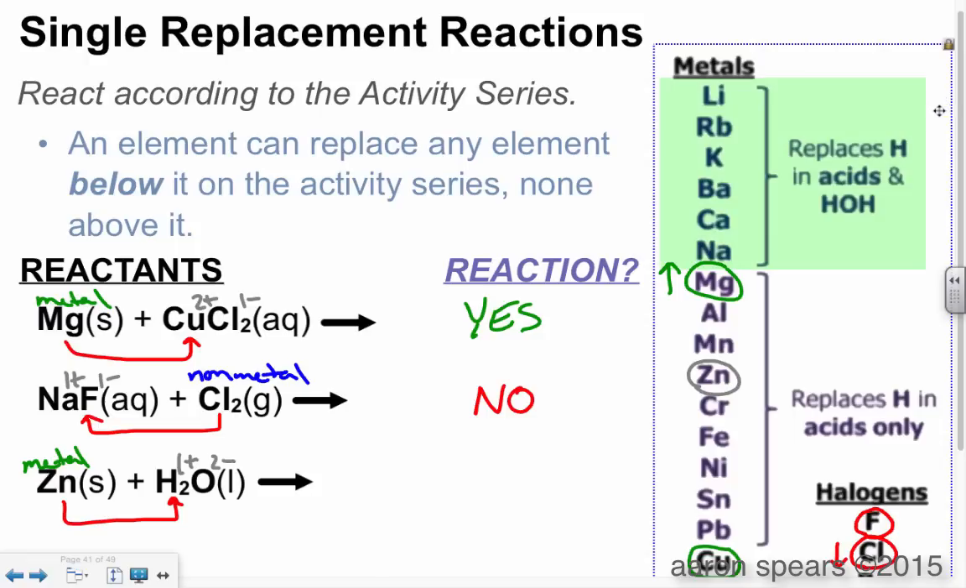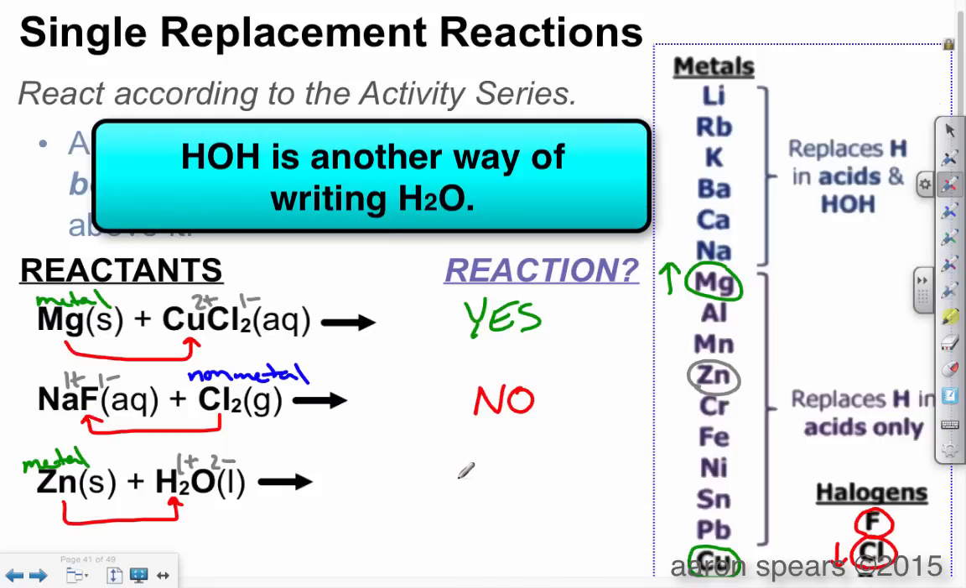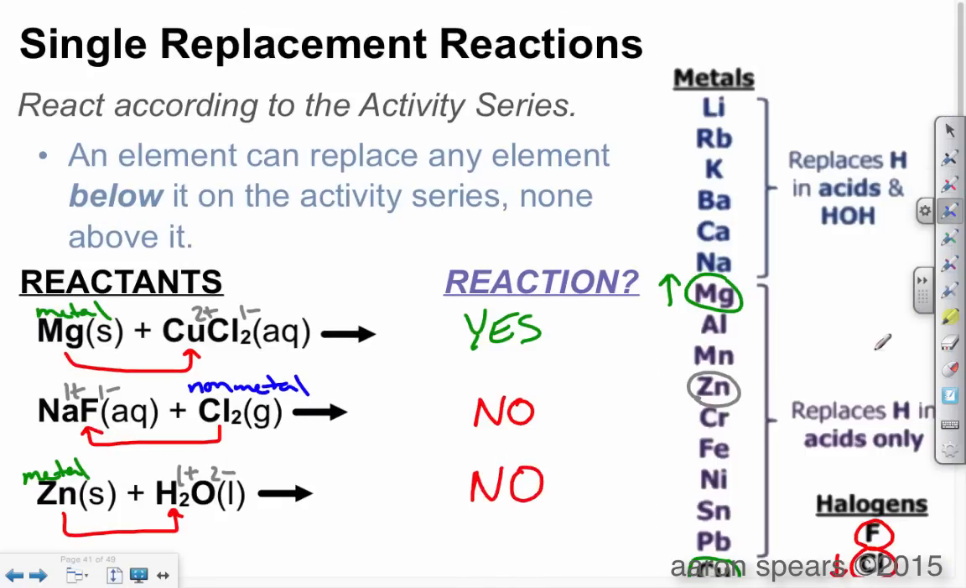Elements such as lithium, rubidium, potassium, barium, calcium, and sodium can replace hydrogen not only in acids but also in water as well. So because zinc can only replace hydrogen in acids and not water, this reaction will not work. Now, one final note about the activity series. There are other factors that play a part in this list, but one cannot overlook the role that ionization energy plays in the development of this list.